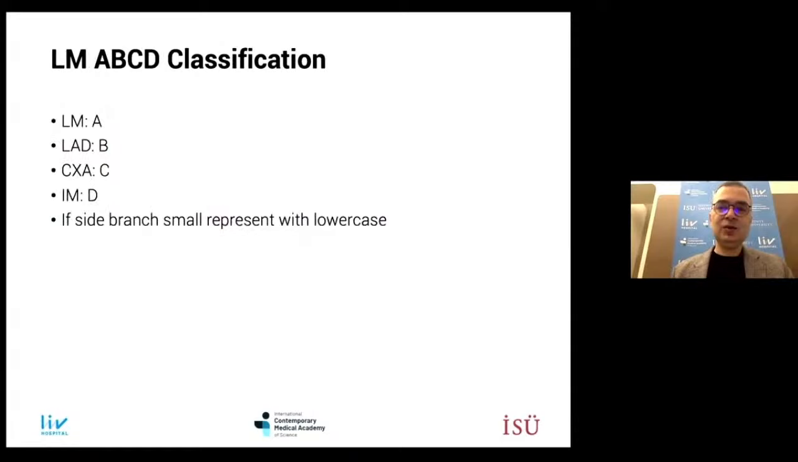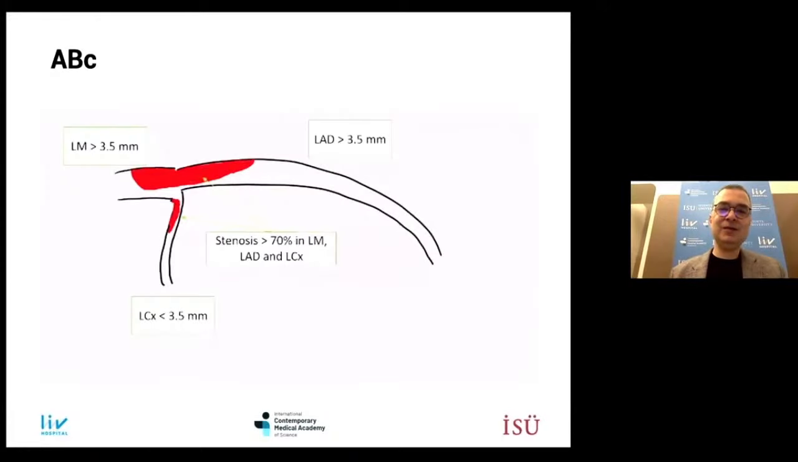So I also want to summarize the very current classification of the left main bifurcation treatment. And it's very easy also to remember because there are 3 or 4 letters, the A, B, C, D. And in case you have a small vessel, the letter will become a lowercase letter. So I will just show you some examples to make it easier.